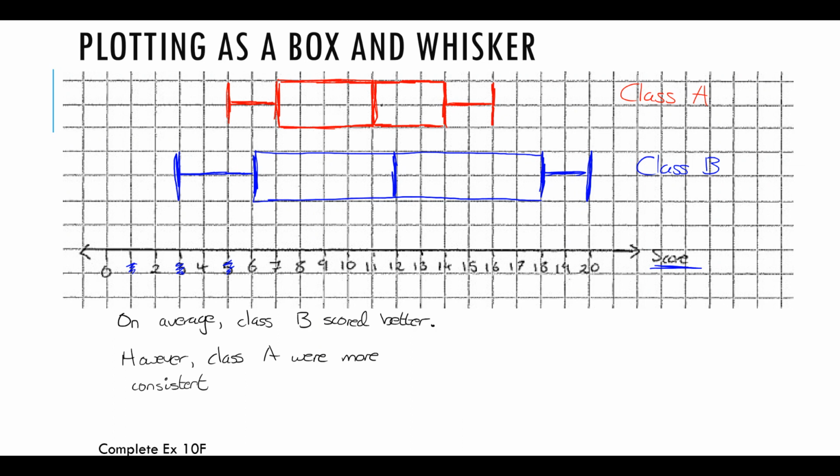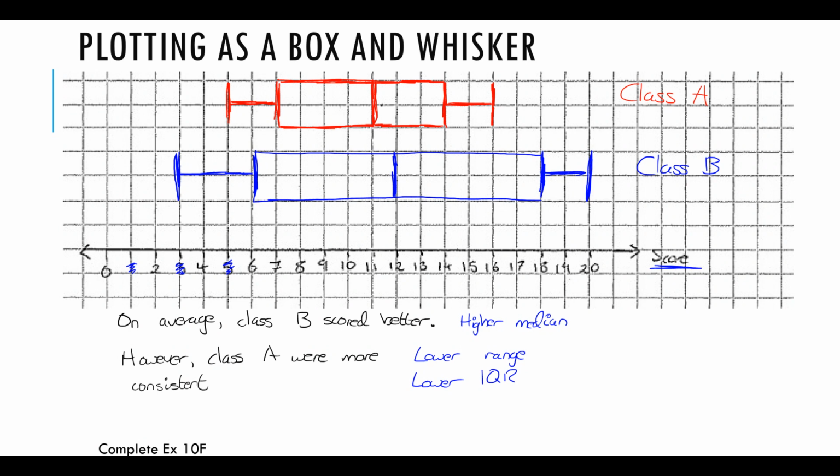And if you're asked to justify those statements, so the first statement, it is a higher median that justifies that Class B were better on average. For the consistency, it is all about the lower range of scores. So the range of Class B scores was 20 minus 3, 17. The range of Class A scores, 16 minus 5 is 11. So Class A had a lower range. Similarly, they also have a lower interquartile range.